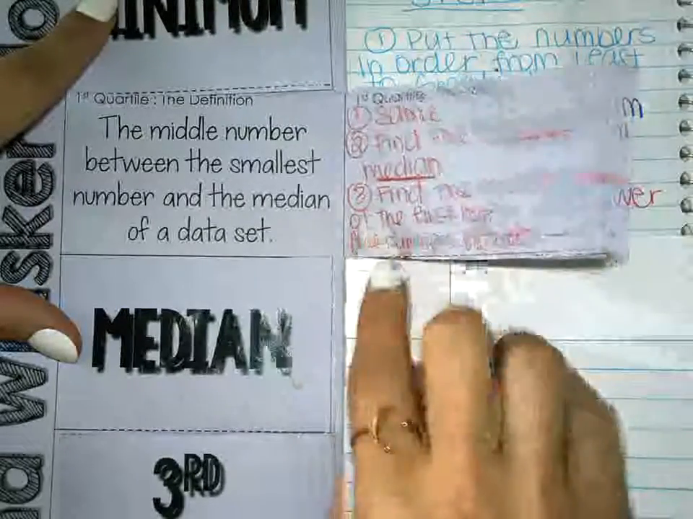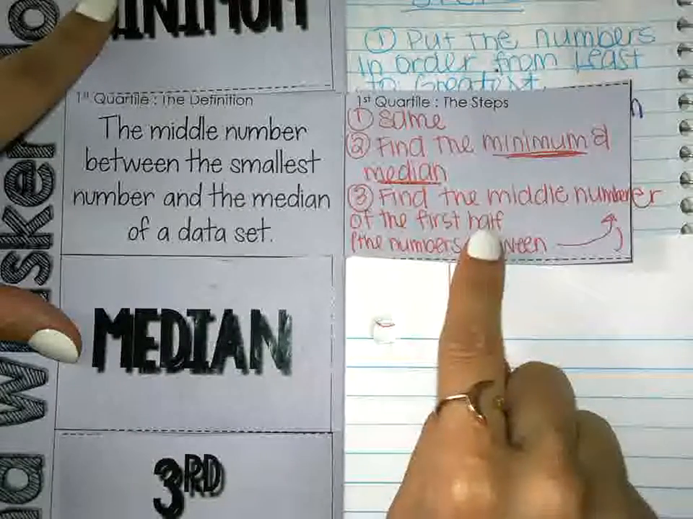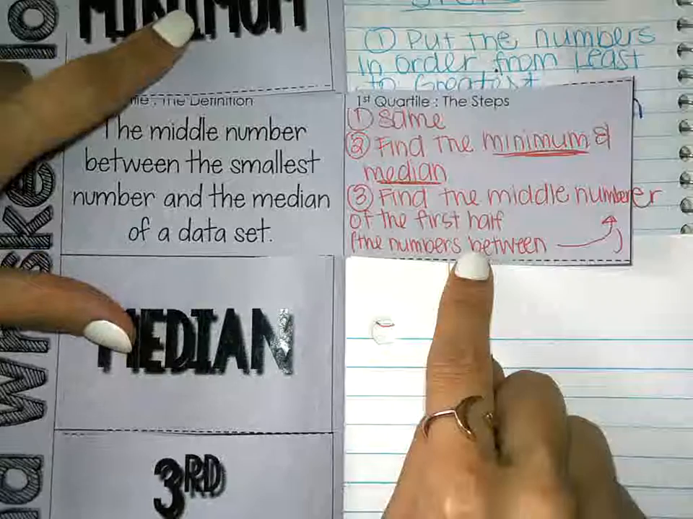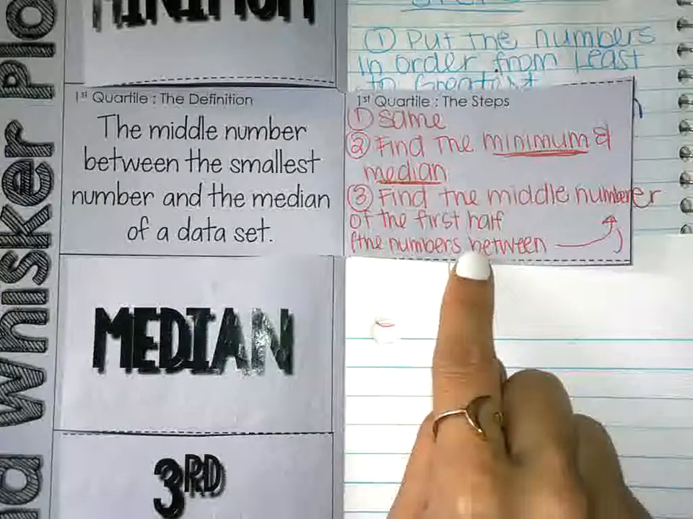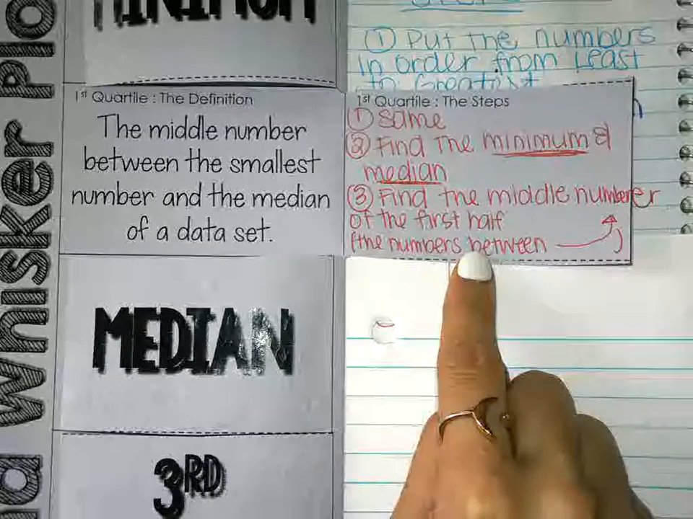Once you find those two numbers, then you can find the middle number of the first half of the numbers, which means it's directly between your minimum number and your median number. It is in the middle of those two numbers. And that'll make a little bit more sense when we get to an example, okay?